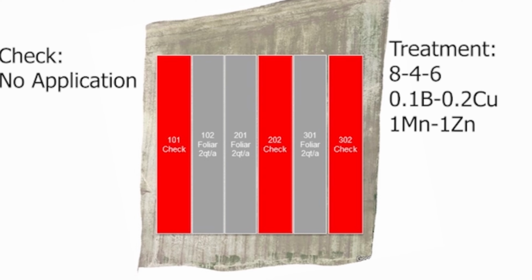The first treatment was our check, or our control, where we had no foliar fertilizer applied at all. And then we also had 3 replications of those rows with 2 quarts per acre of a foliar fertilizer applied. The analysis on that foliar fertilizer was 8-4-6 for our nitrogen, phosphorus, and potassium. And then we had 0.1 for our boron, and 0.2 for copper, 1 manganese, and also 1 zinc. So we had some micros along with some of our macronutrients mixed in with this application.